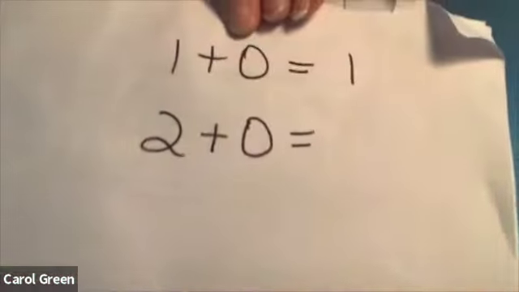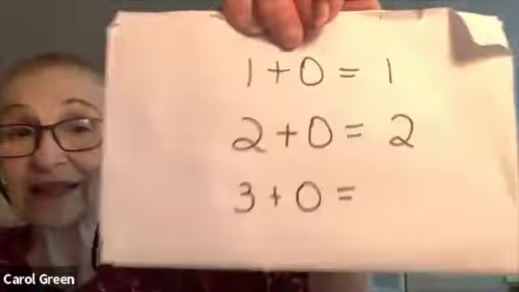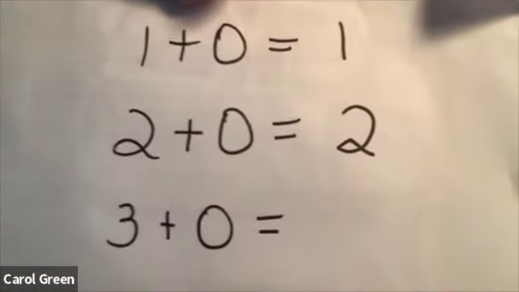I'm now going to give you the next one, which is 2 plus 0. 2. Okay, good. You all get gold stars. A bunch of Einsteins. 3 plus 0 equals 3. Okay.